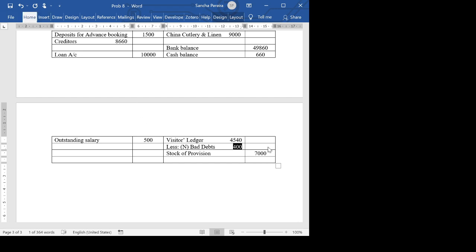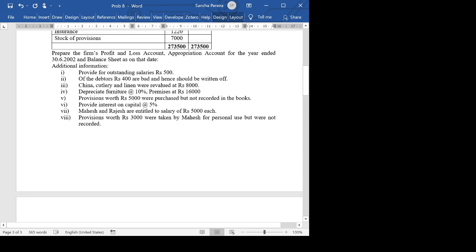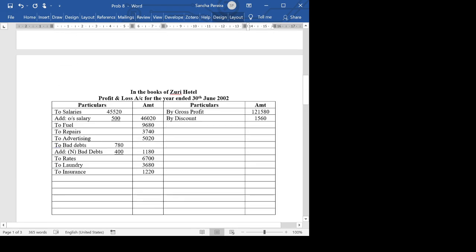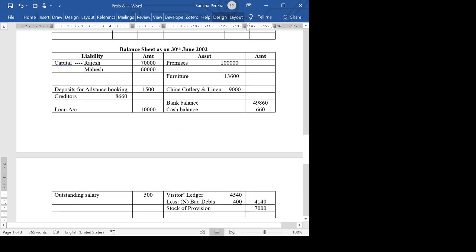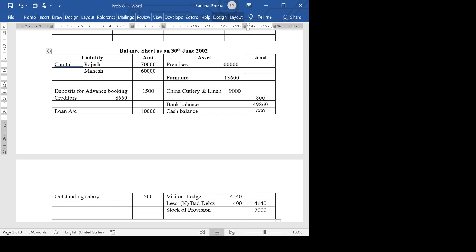So that comes to 4140. Then there is China, cutlery and linen, which were revalued at 8,000. So that becomes the new value. So the new value is 8,000. Hence, the depreciation becomes 1,000. Less depreciation, that is 1,000.